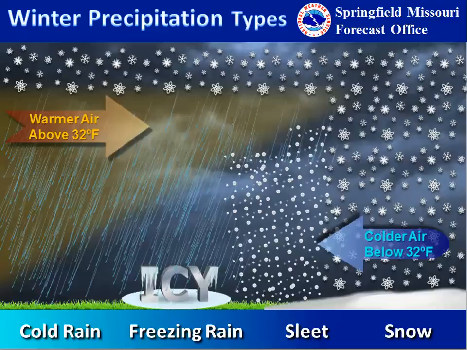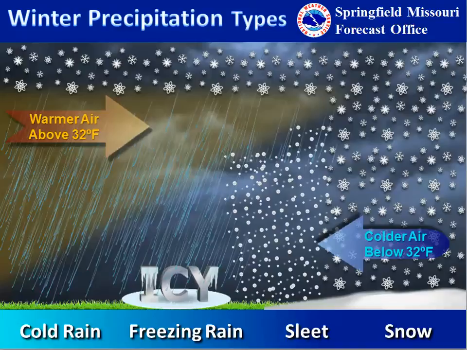Now, if those snowflakes melt up in the atmosphere where there's warmer air and then fall back into colder air near the ground, and that temperature is at or below freezing, we will see freezing rain. Rain droplets that haven't frozen yet, as they hit the ground or hit objects, freeze on contact. That's freezing rain.